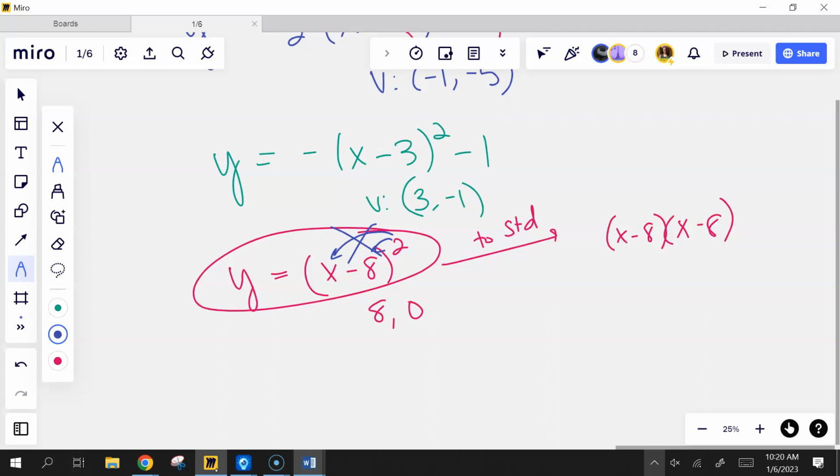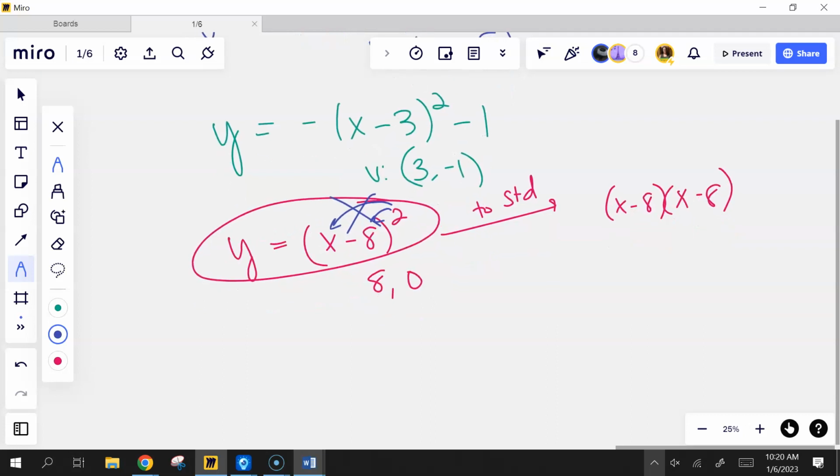How do you FOIL? What does FOIL mean? I'm not a big fan of the word FOIL. I like distribute better because FOIL only works whenever both of them have 2 terms, and we will get to ones that have more than 2 terms in them, but that is a little later. But we take the first term, and it has to multiply to everything in the second set of parentheses. So what is x times x? X squared. What is x times negative 8?